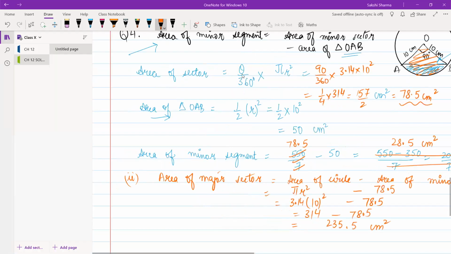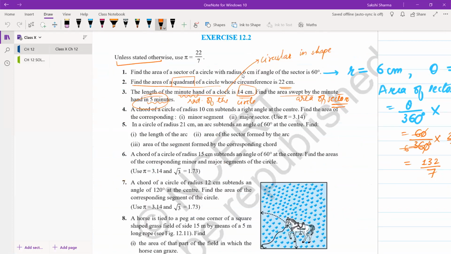Question number 5. A circle of radius 21 centimeters. There's an arc which subtends the angle 60 degrees at the center. Find the length of the arc, the area of the sector, then the area of the segment. So there are three things, all of them asking the same question.